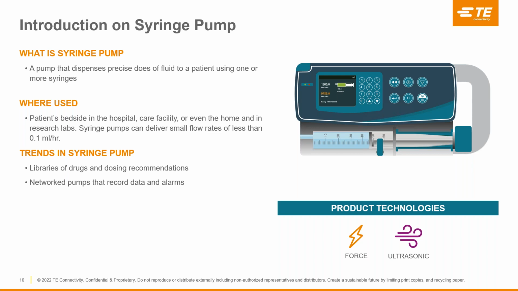So OEMs in this area really are continuing to add that level of safety and reporting to the system with the inclusion of drug libraries with recommended dosing and alarm settings. The sensors in these will detect things like air bubbles, blockages, and monitor the movement of the plunger to ensure that the system has performed the way it was intended. And again, these can be networked and can be alarmed to allow nurses to monitor this from a central location. Next slide.